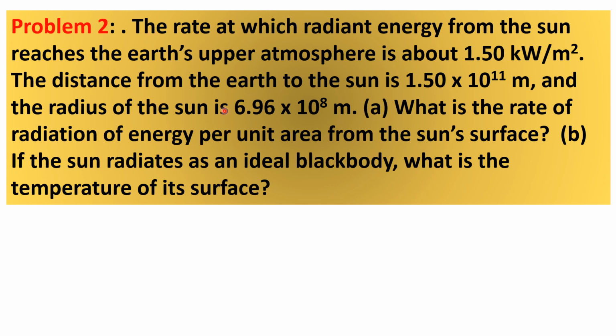So our sample problem number 2: the rate at which radiant energy from the sun reaches the Earth's upper atmosphere is about 1.50 kilowatt per meter squared. The distance from the Earth to the sun is 1.50 times 10 to the 11th power meter, and the radius of the sun is 6.96 times 10 to the 8th power meter. Question A: what is the rate of radiation of energy per unit area from the sun's surface? Letter B: if the sun radiates as an ideal black body, what is the temperature of its surface? As usual, we will identify the given quantities.